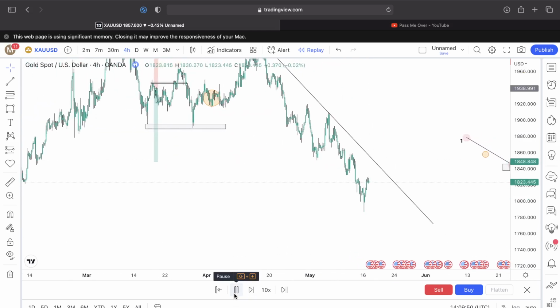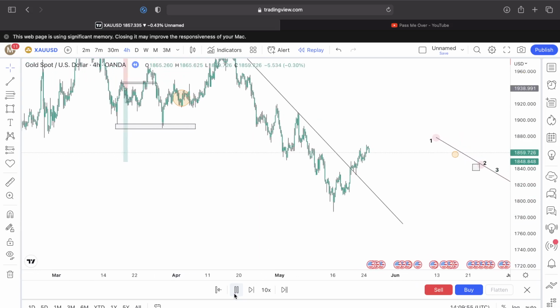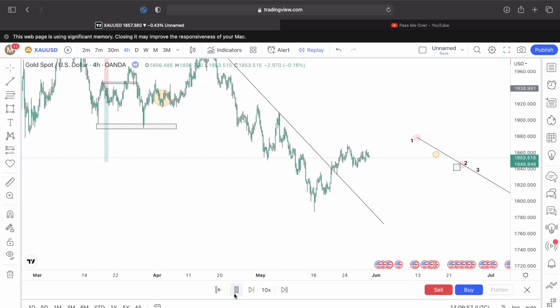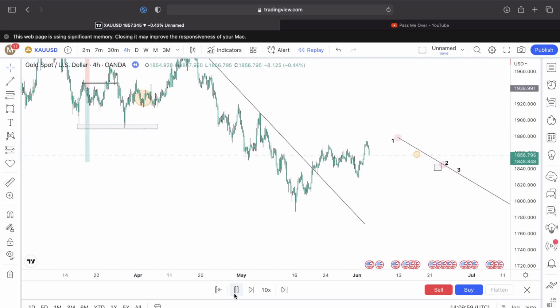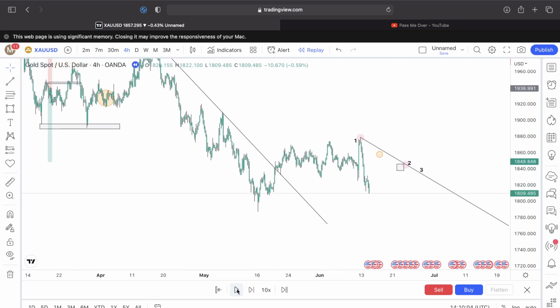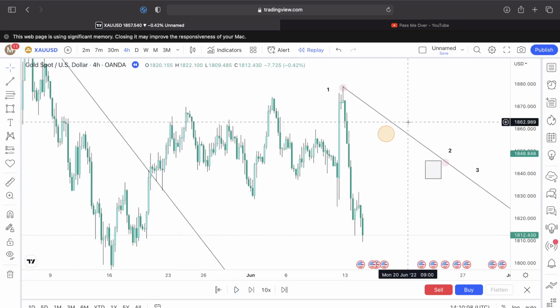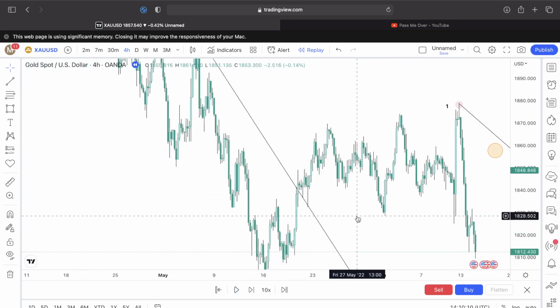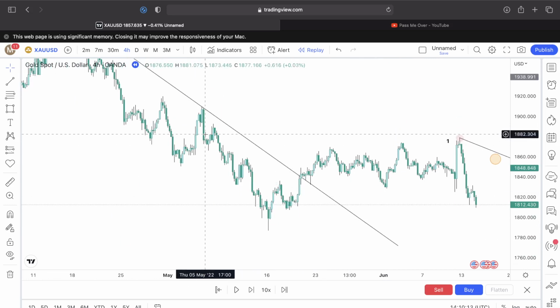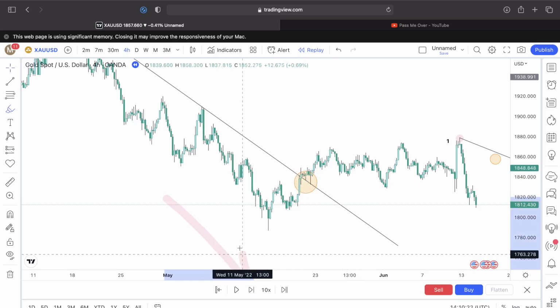Boom, boom, boom. It's just dropping, dropping, dropping. It broke through, and then again, what happened? All of a sudden it acted as a support, and boom, it went all the way up. So it was here. It broke through this area, like broke through here, and did this.